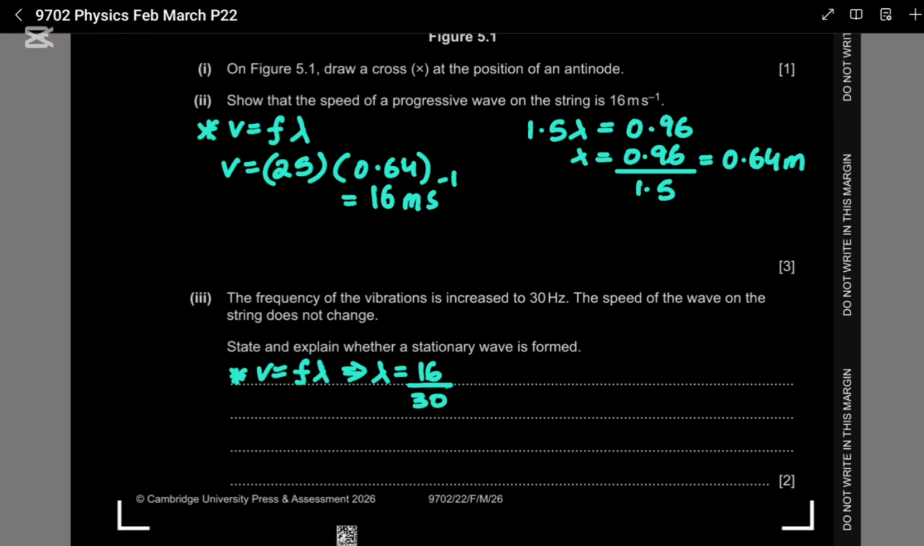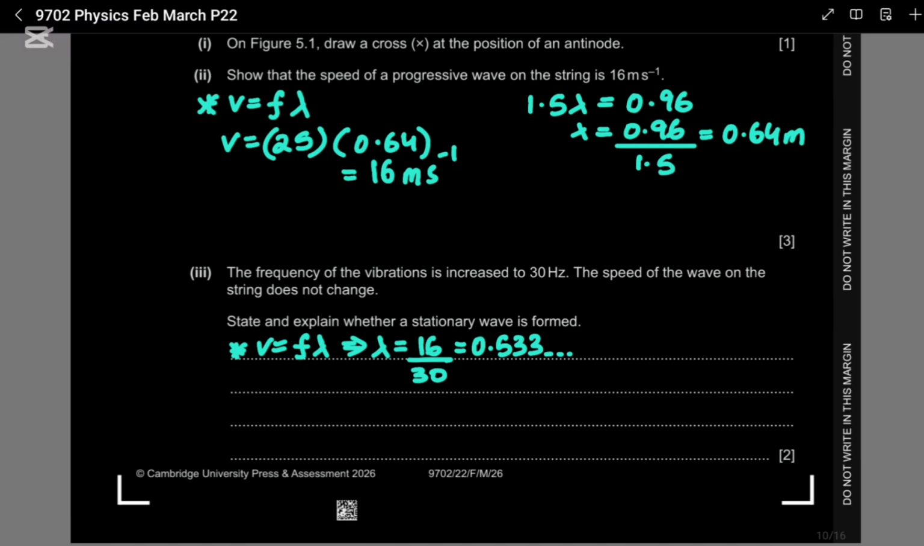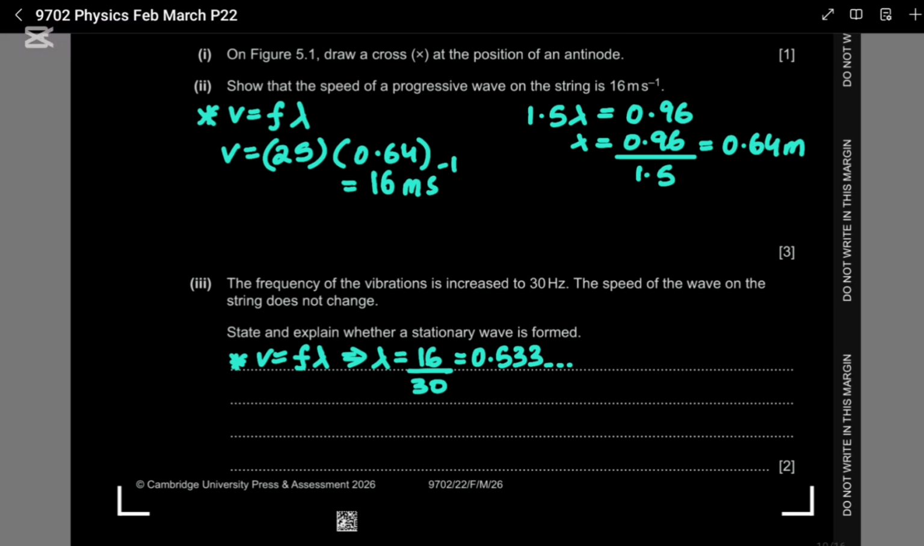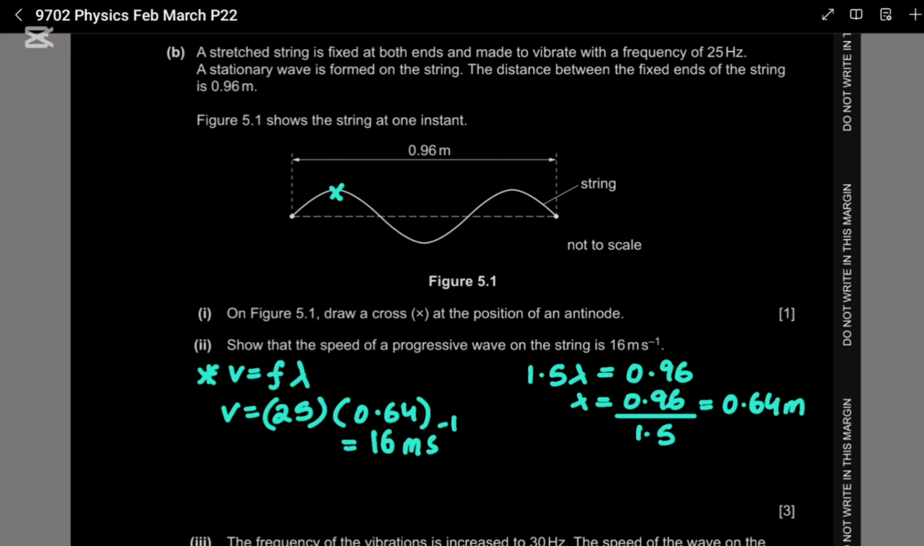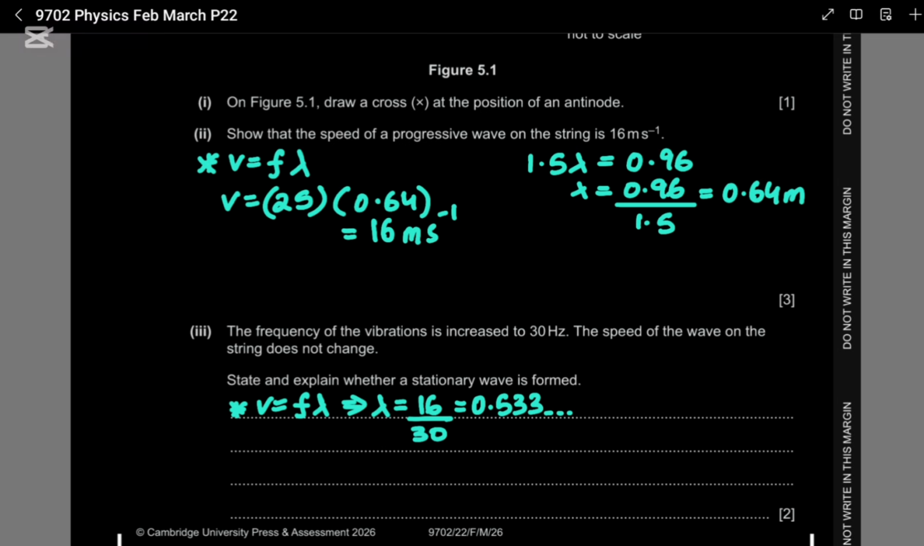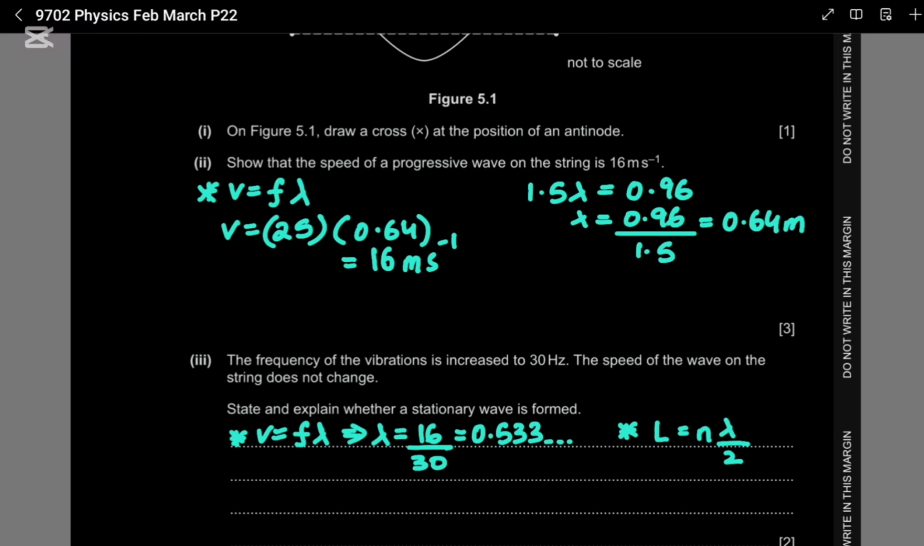Okay, what is 16 over 30? This is 0.533 recurring. Okay, 0.533 and so on. Now for stationary waves, and since it is fixed, fixed ends, the length of the string should be a whole number multiple of half the wavelength. Okay, remember this thing. Now let me show you how.